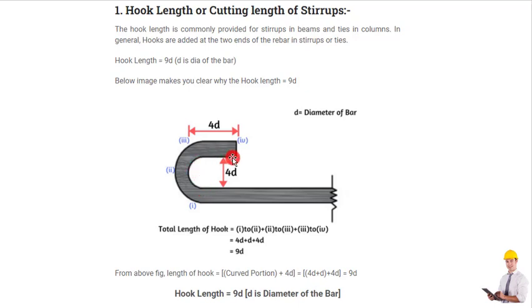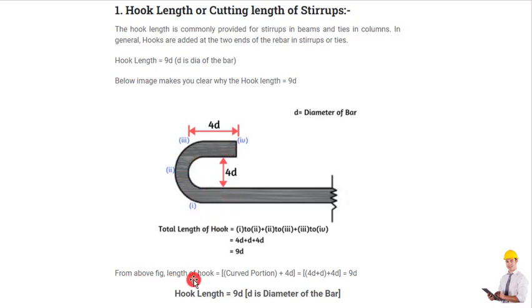As you can see, this image has been divided into 4 points. This length from point 1 to point 2 is 4D. This length is also 4D. And this length from point 2 to point 3 is 1D. To find the total length of the hook, we need to add point 1 to 2, 2 to 3, and 3 to 4, right? So 4D, plus D, plus 4D. That will be 9D. So the hook length for stirrups is always 9D, where D is the diameter of the bar.